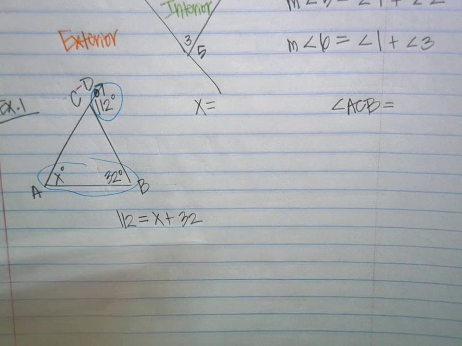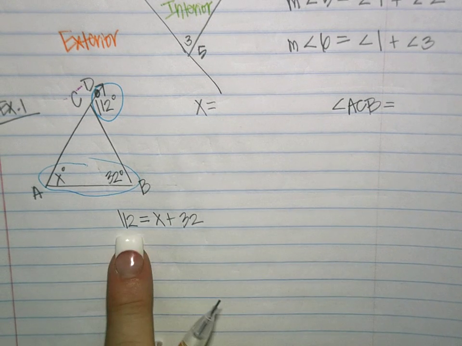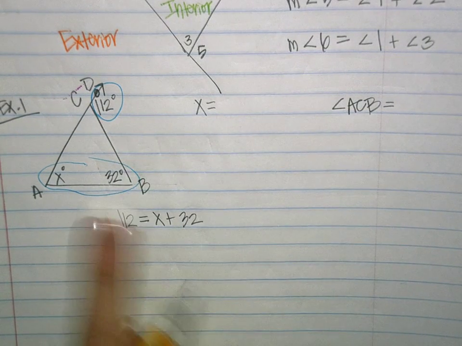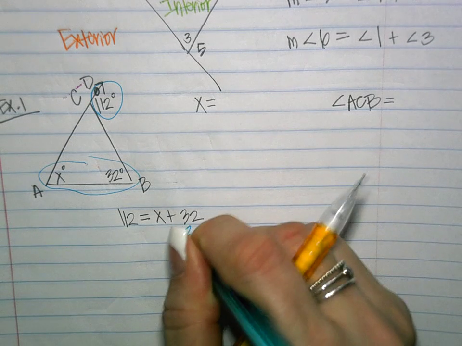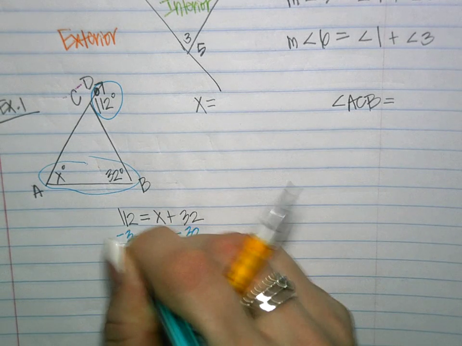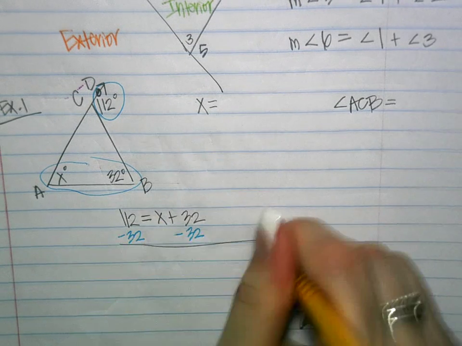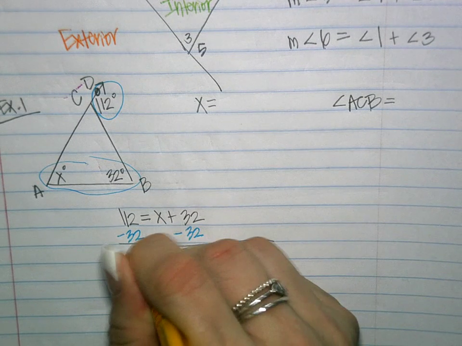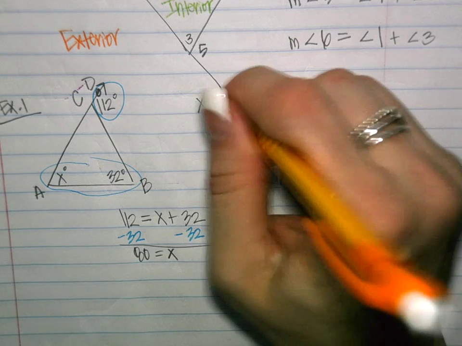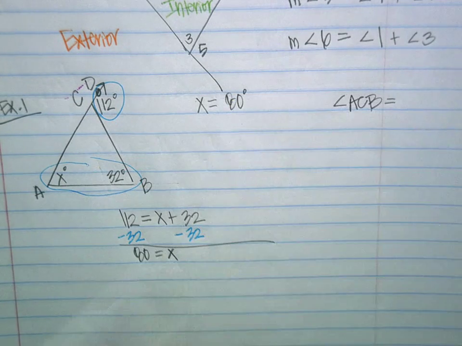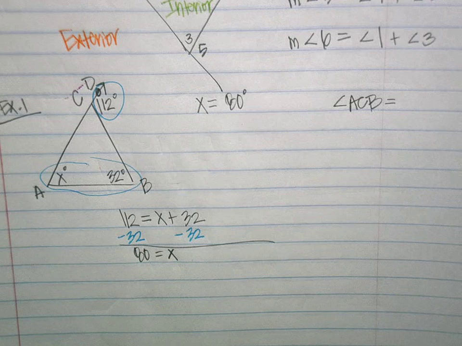If you wrote it backwards, that's fine. So, 112 is equal to X plus 32. How could I solve that? Subtract the 32 from 112. Okay, subtract the 32. And we're going to get 80 equals X. So I found one of the measures I'm looking for. X is equal to 80 degrees. That's one of the answers that I was looking for.